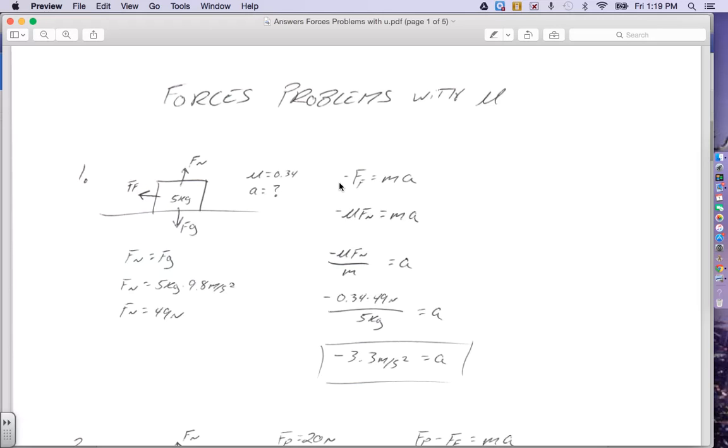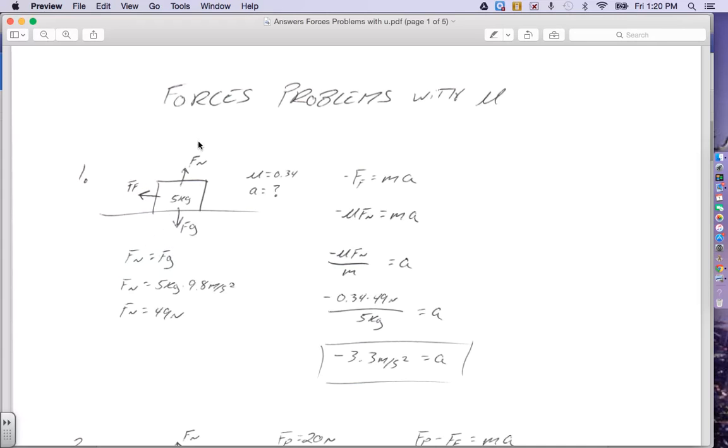Now, when we set up our equation, we're going to have the friction going to the left equals ma, but we don't know what friction is. We know what the coefficient of friction is. And in order to use the coefficient of friction to find the actual force, we need the normal force, because friction is equal to the coefficient times the normal force. So that's why the first thing that I typically do in these problems is find the normal force.